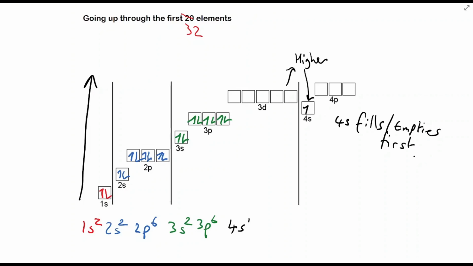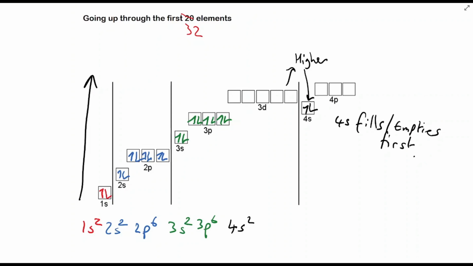So here we have potassium, 3p6, 4s1. And then we have calcium, 3p6, 4s2. Now when we get to scandium, we're into the transition metals. And you remember I mentioned the transition metals are involved with this 3d.